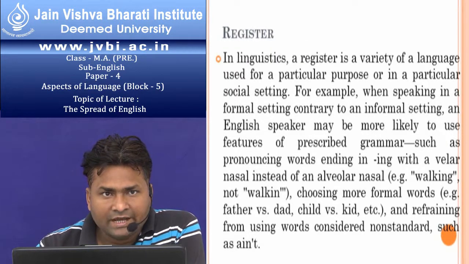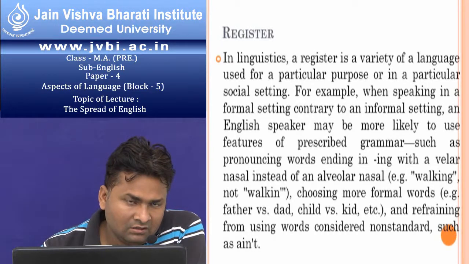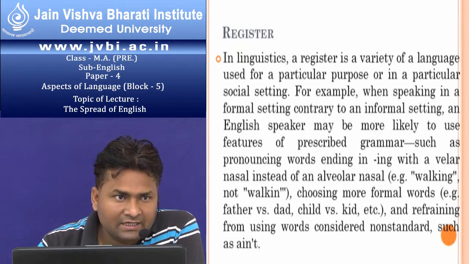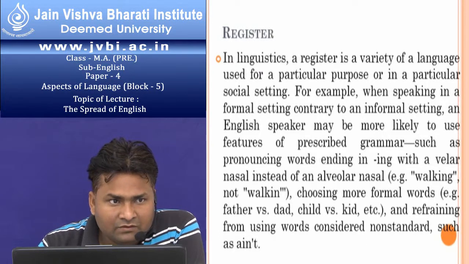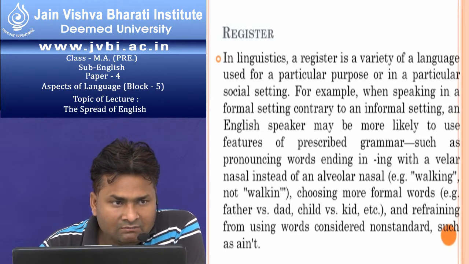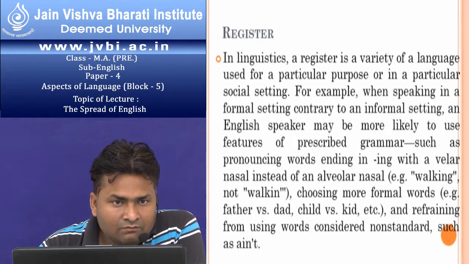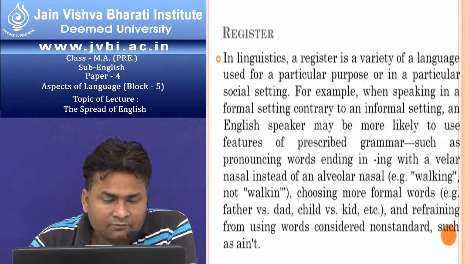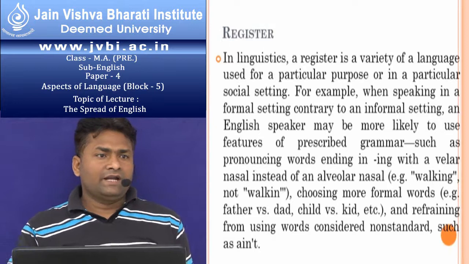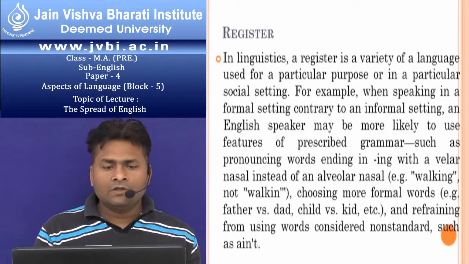Linguistic register is a variety of a language used for a particular purpose or in a particular social setting. For example, when speaking in a formal setting, contrary to an informal setting, an English speaker may be more likely to use features of prescribed grammar, such as pronouncing words ending in -ing with a velar nasal instead of an alveolar nasal, choosing more formal words, for example, father versus dad, child versus kid, etc., and refraining from using words considered non-standard, such as ain't.